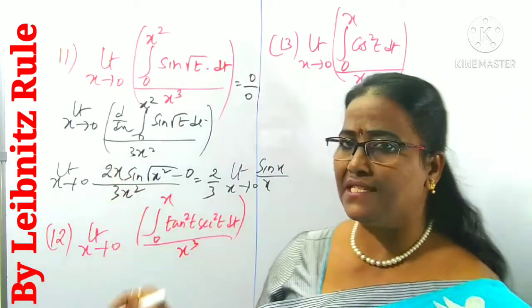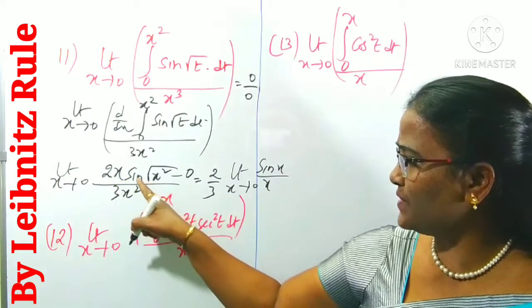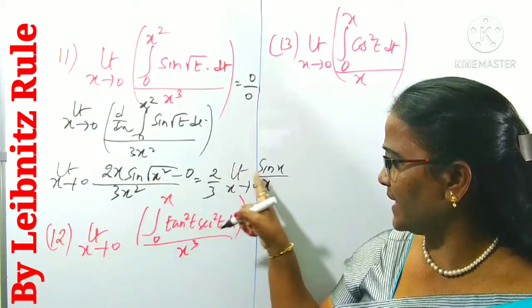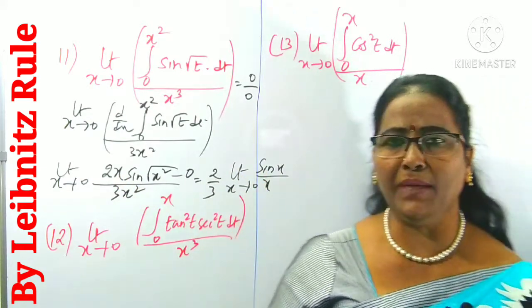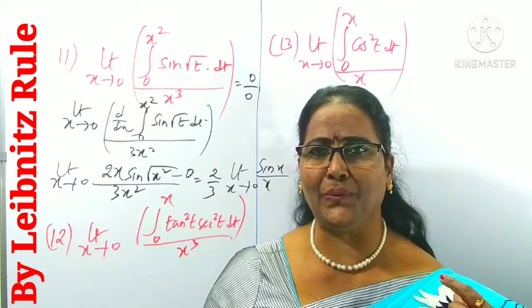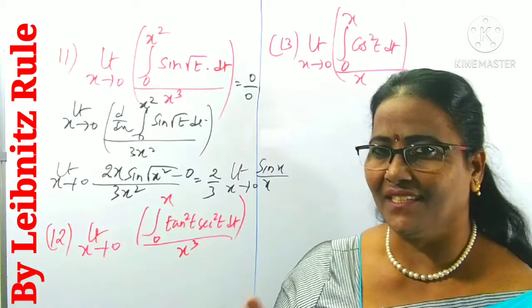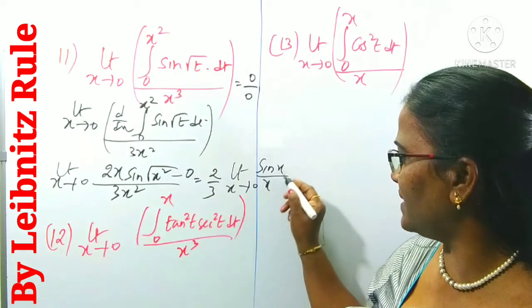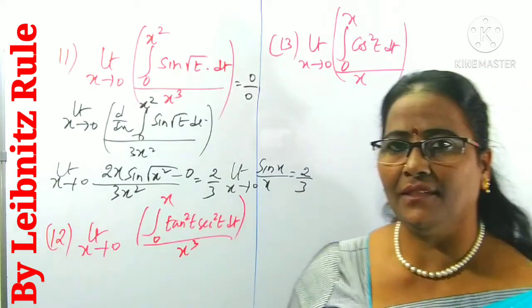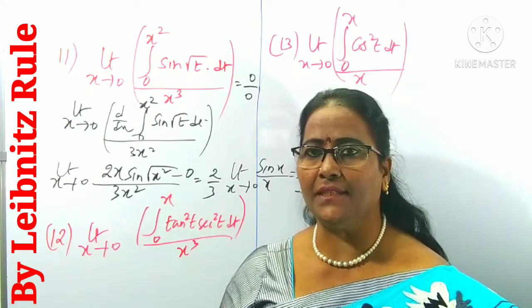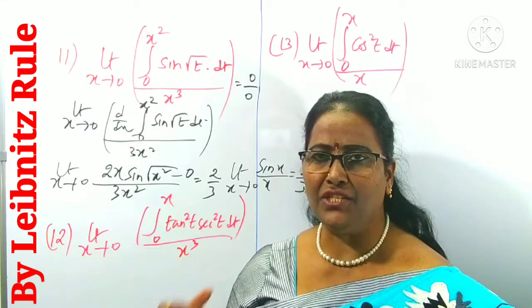Limit sin x by x is left over as x tends to 0. 2 by 3 is a constant, which I have taken out. What is left over? Sin root x square is sin x, and one x cancels. It is sin x by x. What is the limit of sin x by x as x tends to 0? You know very well from the limits, yes, it is 1. Therefore, this answer is 2 by 3 times 1, which is 2 by 3. Right? Clear? You just have to check the limit application first of all.